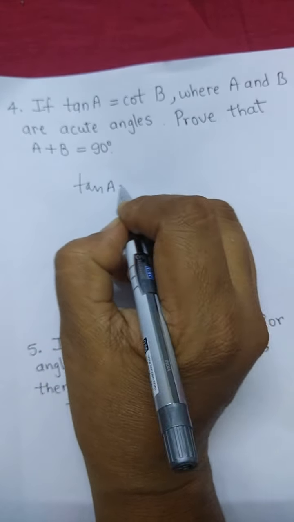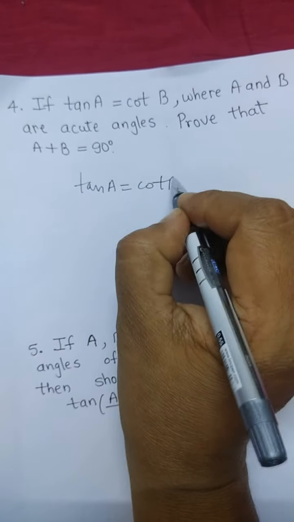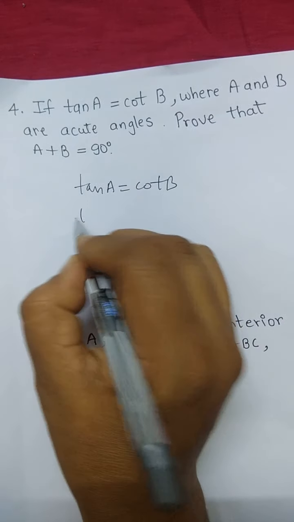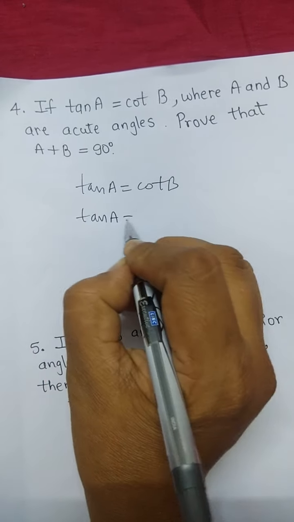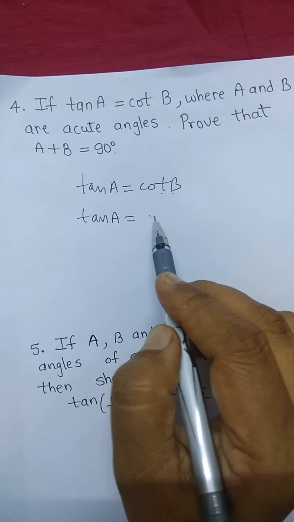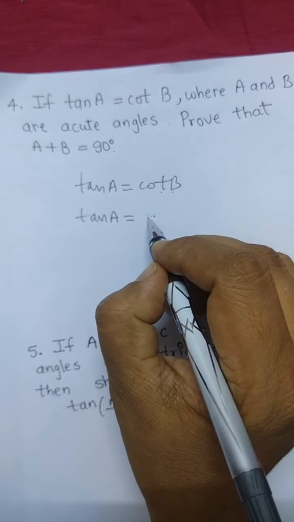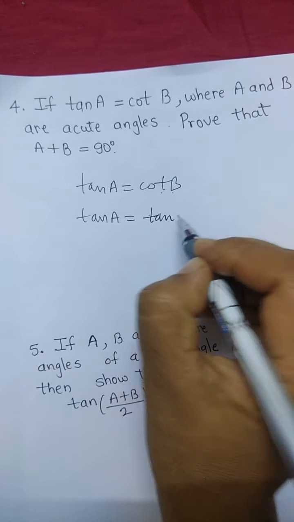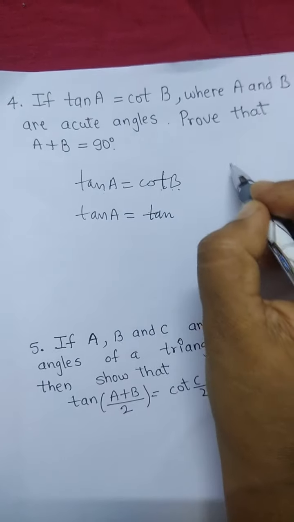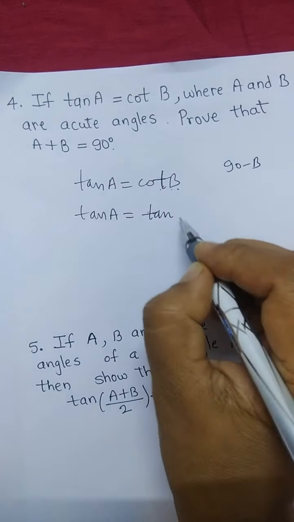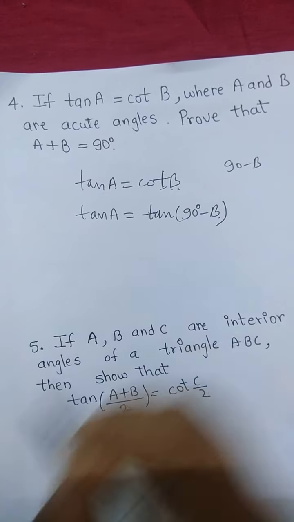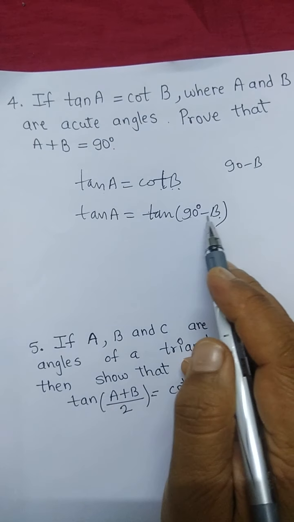Tan A equals cot B is given. What you have to do? Tan A we will write as it is. Out of the two, any one you convert into the complementary angle ratio. So cot's complementary angle ratio is tan. B's complementary angle, what will it be? 90 minus B. So you write down as it is 90 minus B, because we don't know what angle B is. So we will write 90 minus B.